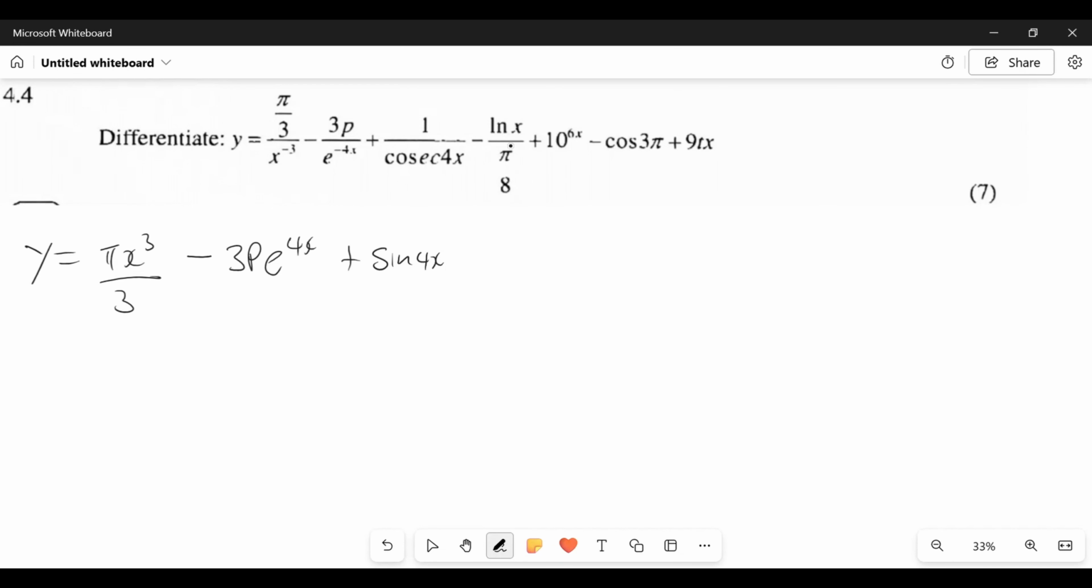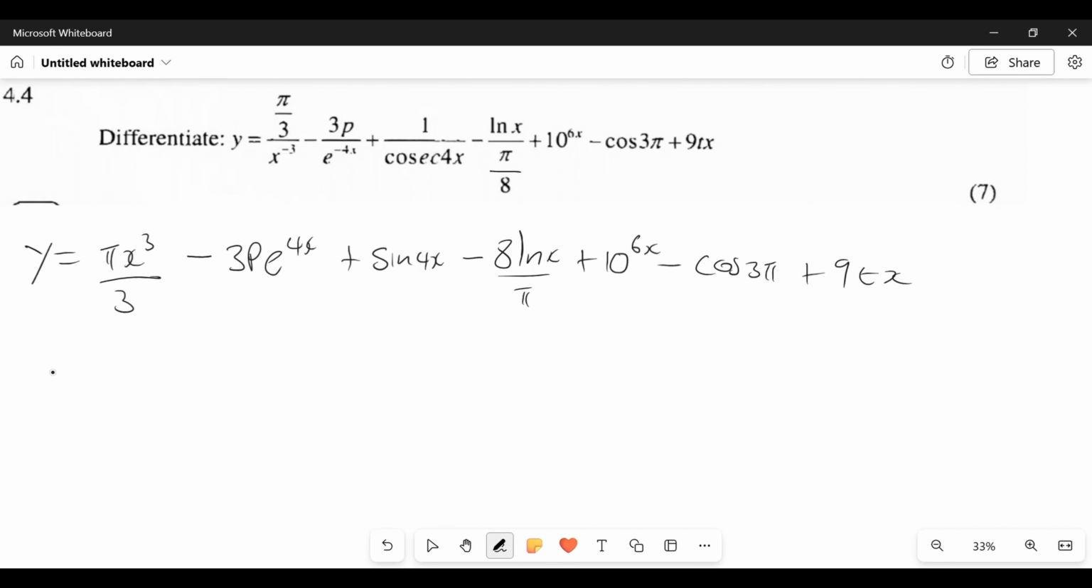There we go. And then we have the following there, which is negative ln over pi over 8. So this is supposed to be over 8. Guys, you can write this as minus 8 ln x over pi. There we go. And then we have 10 to the power of 6x minus cos 3 pi plus 9t x.